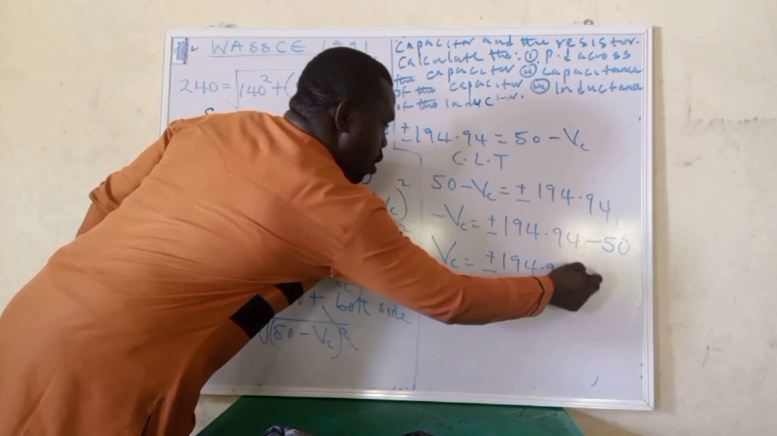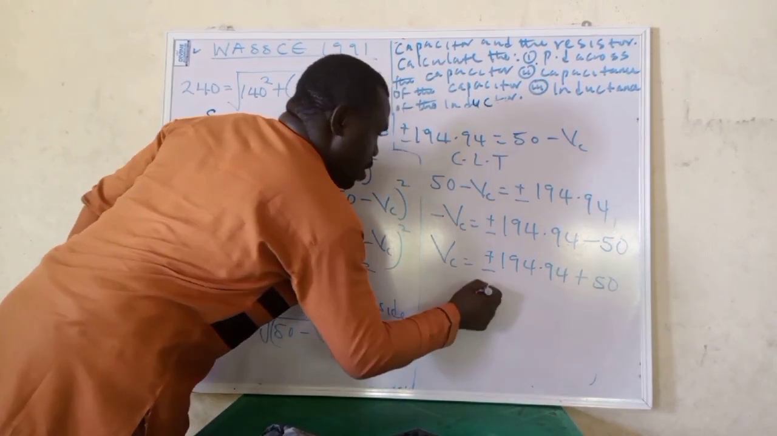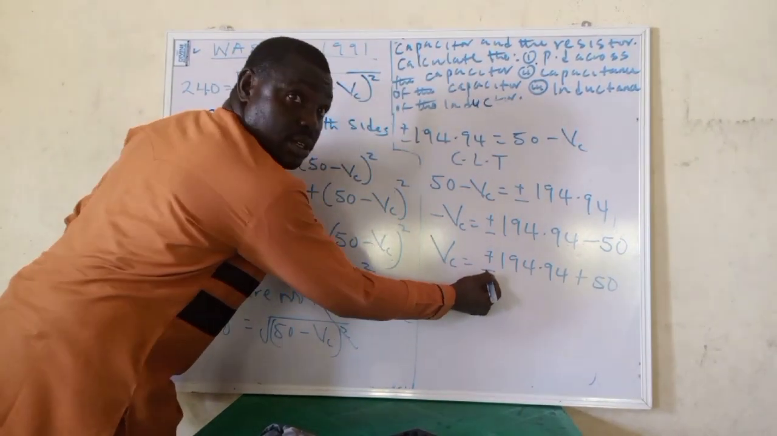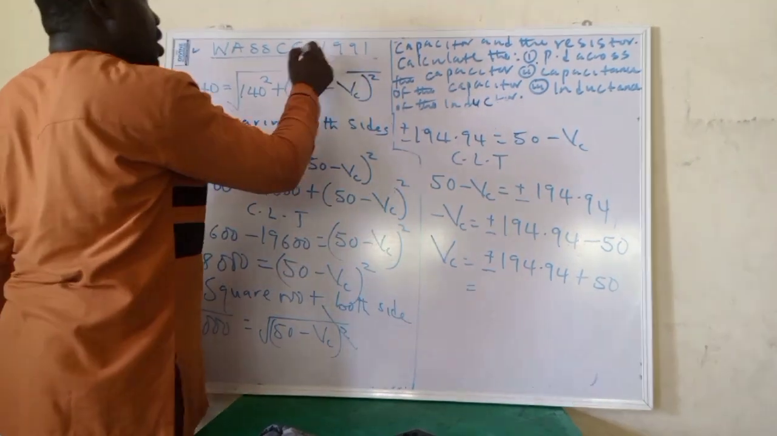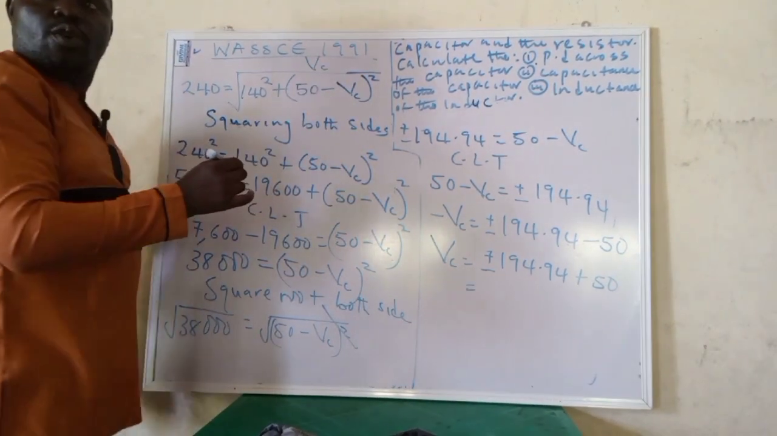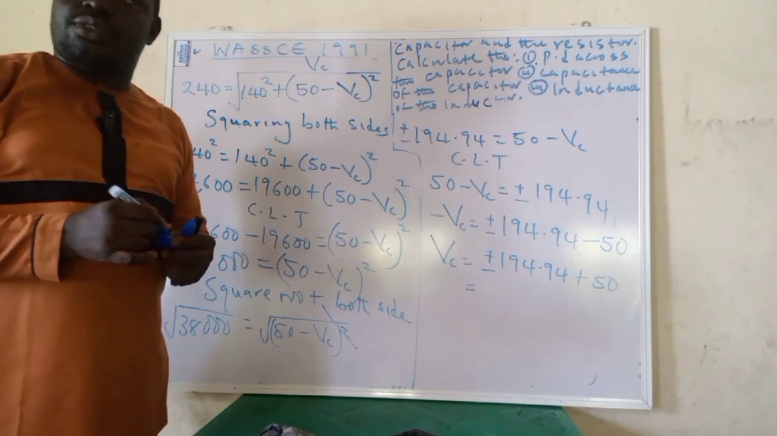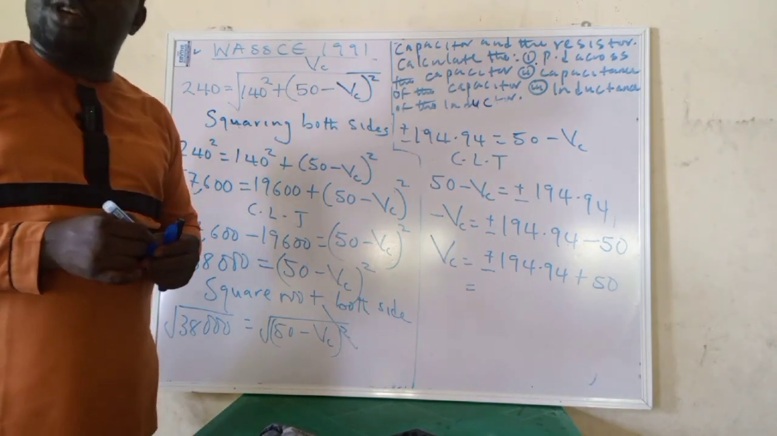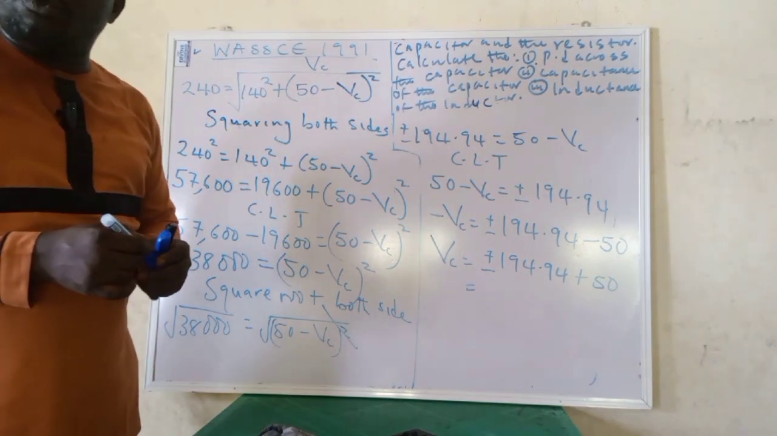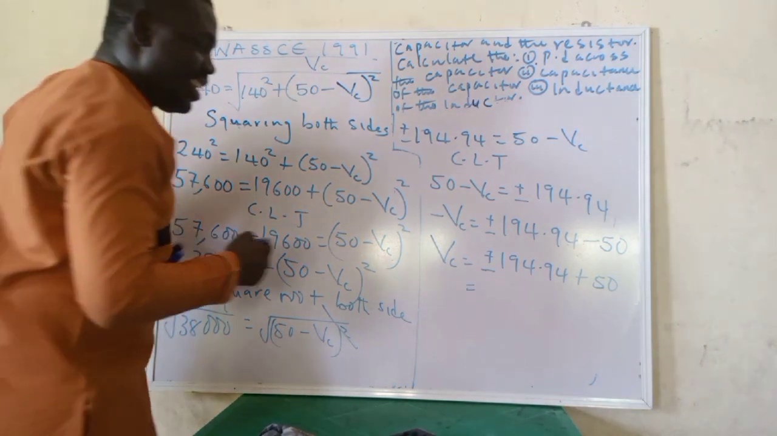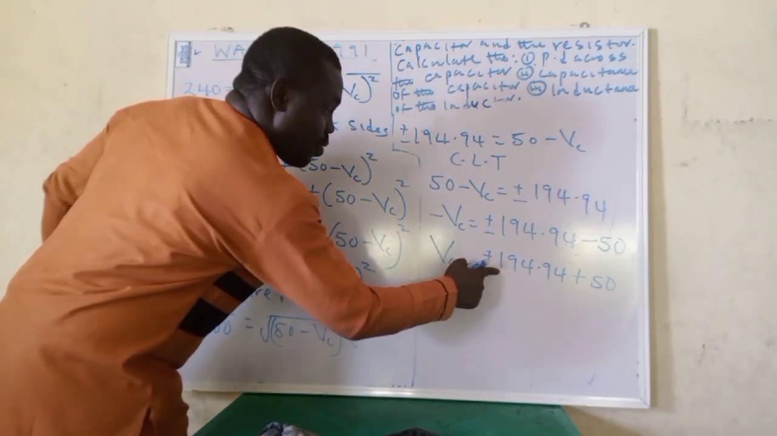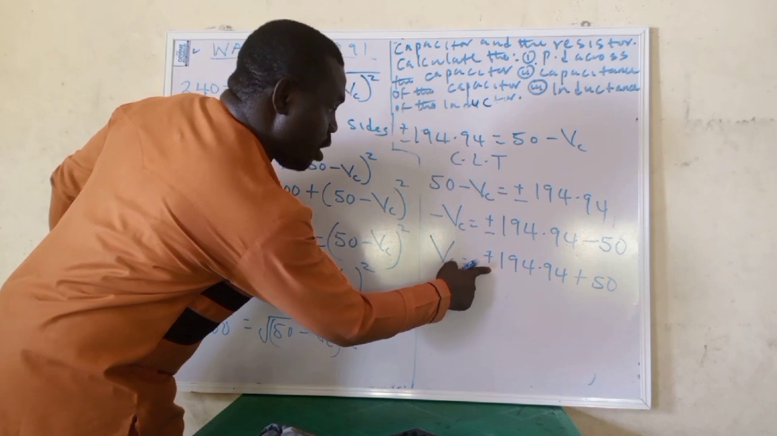194 plus 4 plus what? 50. It cannot be negative. Your VC cannot be negative voltage. Please take note of that. It can. It won't. It will never. Are you following? Yes. Okay, good. So my students are following.